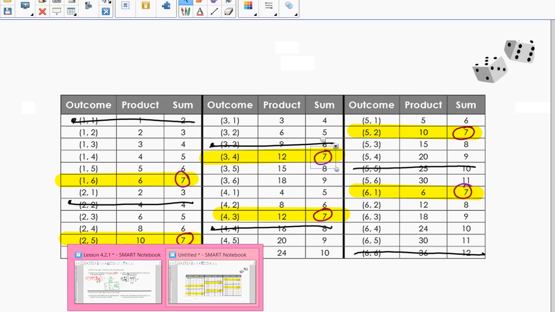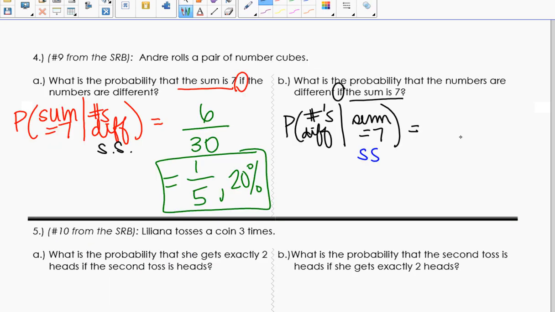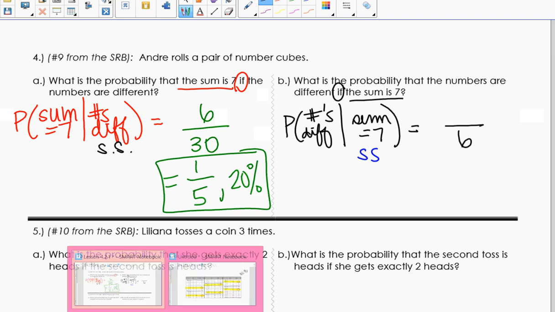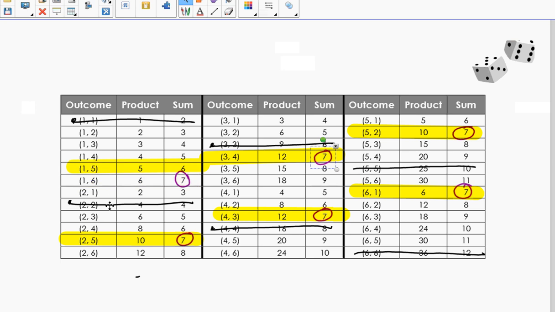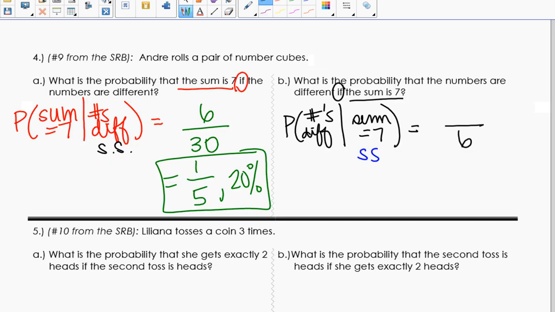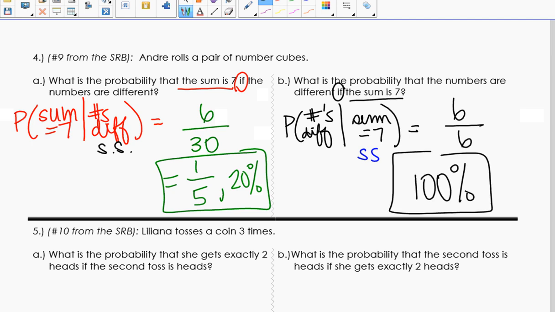Okay, so right off the bat, we know this is a different problem, because now my sample space is only out of 6. We want to know, out of those 6, how many have different numbers? Well, 1 and 6 are different. 2 and 5 are different. 3 and 4 are different numbers. 4 and 3 are different numbers. 5 and 2, and 6 and 1. So in this case, all 6 of the items in my sample space have numbers that are different. So I have a 100% chance of that happening. So what that's saying is, there's no way I can get a sum of 7 if my numbers aren't different. Okay.